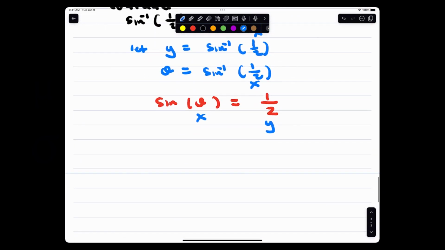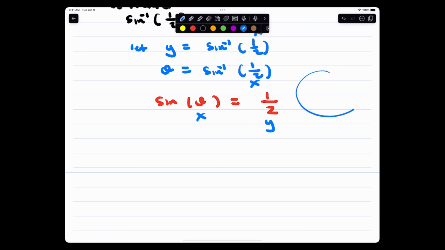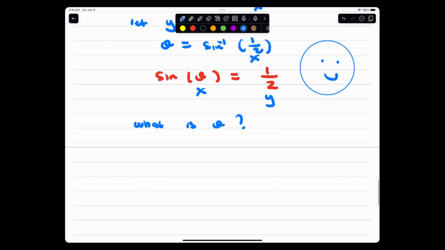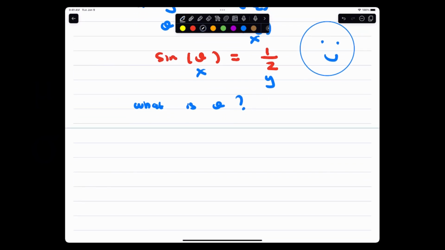So now we are happy. You say, why am I so happy? Because I'm going to ask you guys this question. What is theta? We have to get theta. Now, how do we get theta? There's two ways, right? Well, let me just go back. Where does this come from? Do you guys remember your right triangles? Well, they're back.